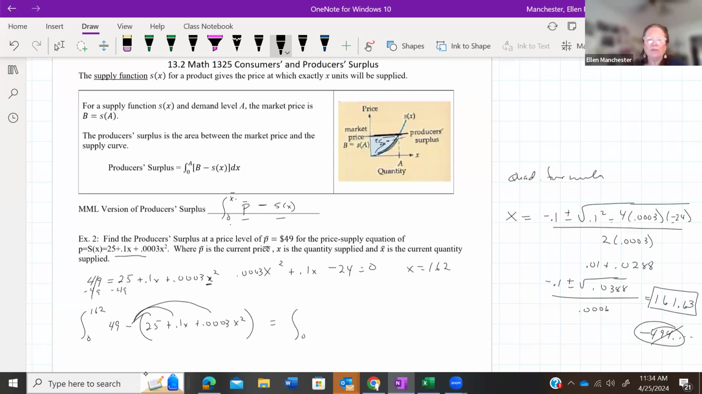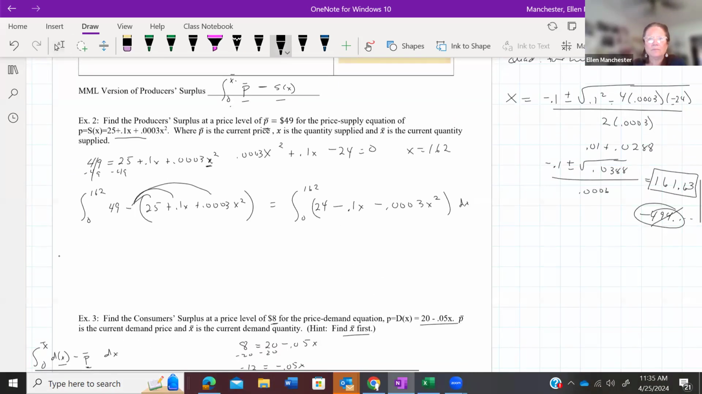So that means that negative gets pushed through all three terms. If I don't change those signs, then my answer is going to be very, very wrong. Okay, so again, I've still got to find the antiderivative. And I get 49 minus 25 is 24, negative 0.1x, negative 0.0003x squared. So we're going to find the antiderivative of that. All right, so here we go. Whole number, adding an x. Here, adding 1, divide by 2, adding 1, divide by 3.